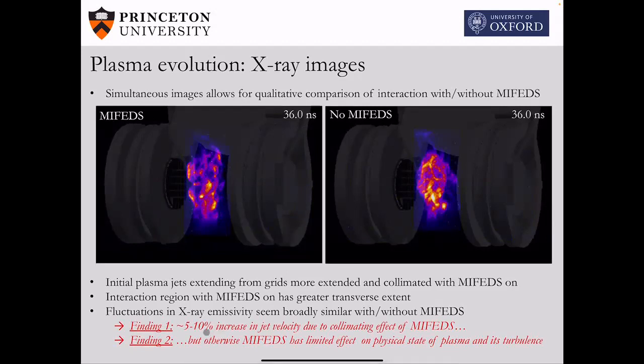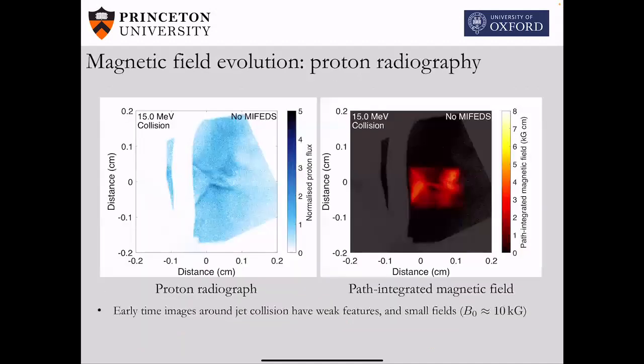But otherwise, as seen in the fact that the fluctuations and the emissivity are broadly similar with and without the MIFEDs, and also from our Thomson scattering measurements, which I'm not showing here, we found that the MIFEDs generally had a pretty limited effect on the physical state of the plasma and its turbulence. So this is basically saying that with the MIFEDs, the dynamics is not very different. And what does the proton radiography say?